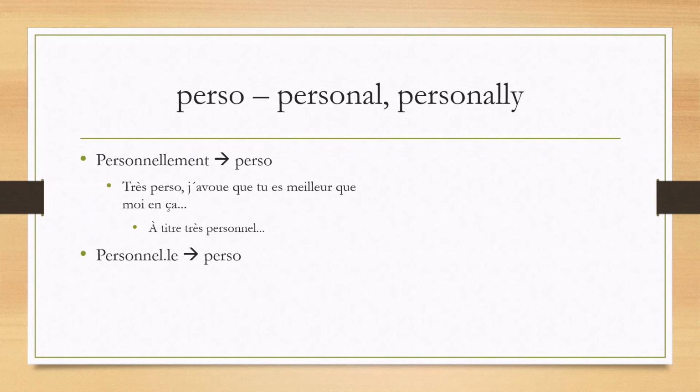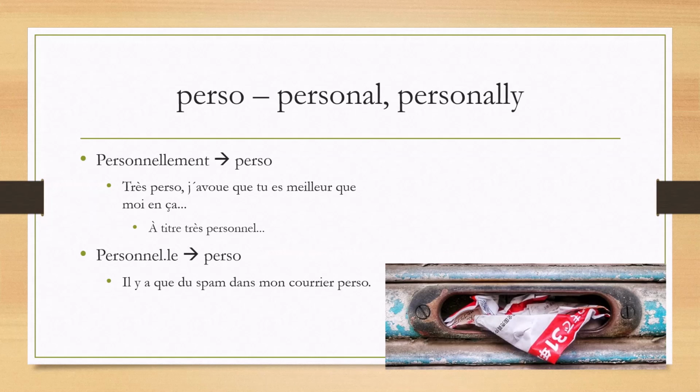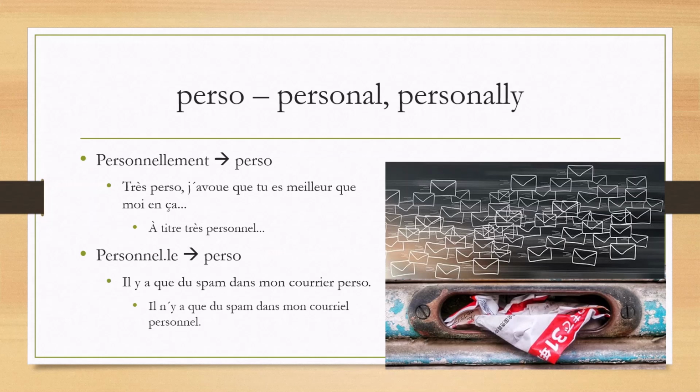Il y a que du spam dans mon courrier perso. So we have here the personal inbox. There's only spam in my personal inbox. Personal inbox meaning that we don't use the mail address for work purposes, but just for personal purposes. And then we have il y a que, which is an informal way of saying il n'y a que, there's only. And so to sound less informal, we could say: il n'y a que du spam dans mon courrier personnel. So I hope that's clear for this expression.